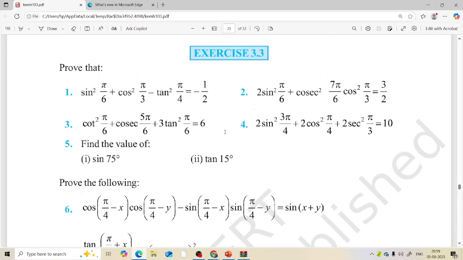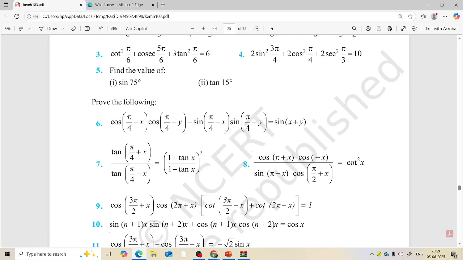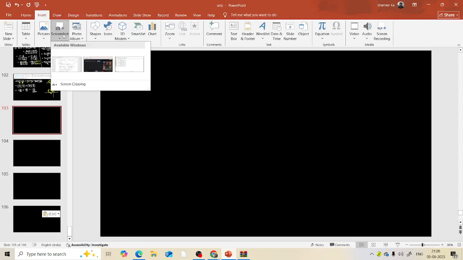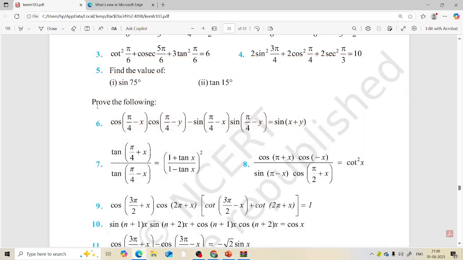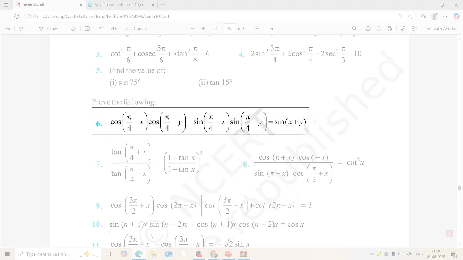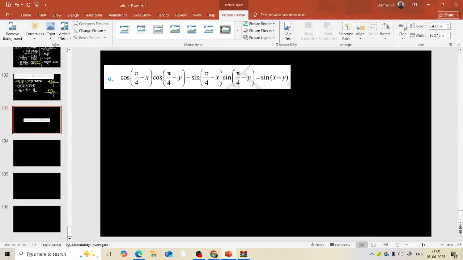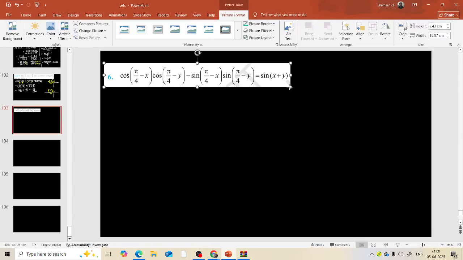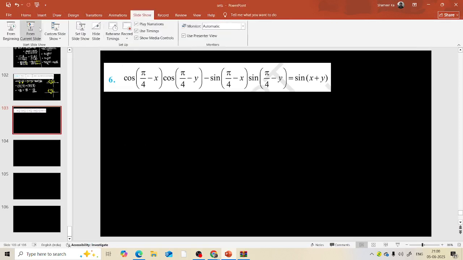I think it is the last exercise. Okay. The sixth one. I am going to discuss the sixth question. It is a show that question. Prove that: cos(pi/4 - x) into cos(pi/4 - y) minus sin(pi/4 - x) into sin(pi/4 - y).